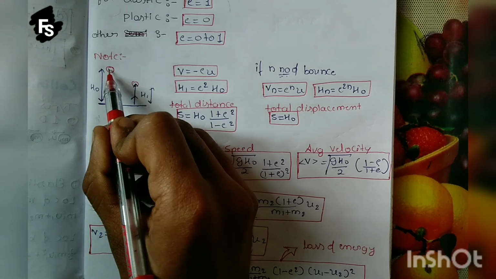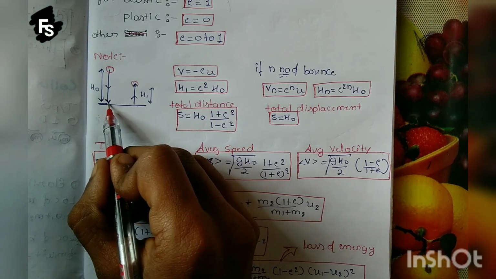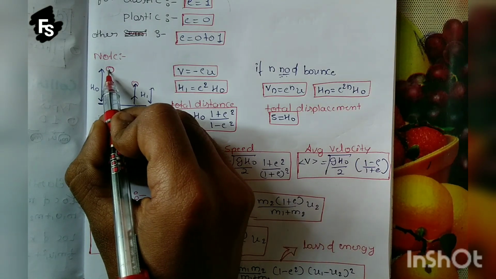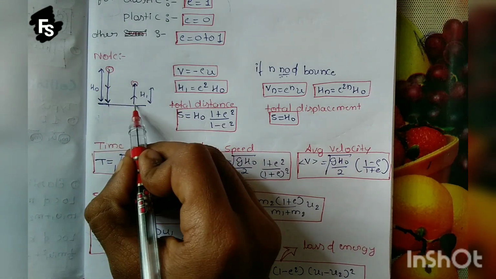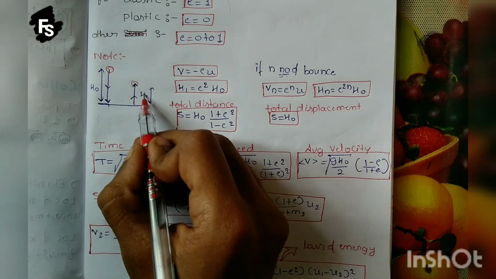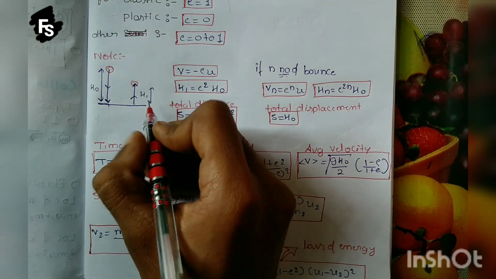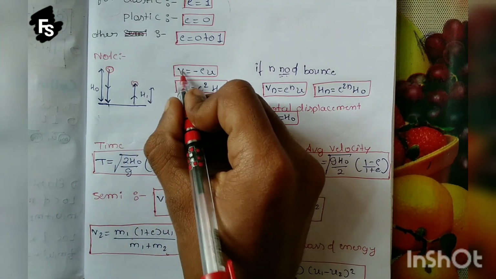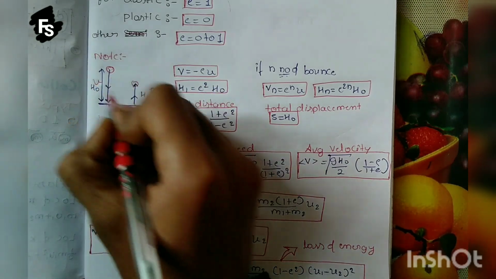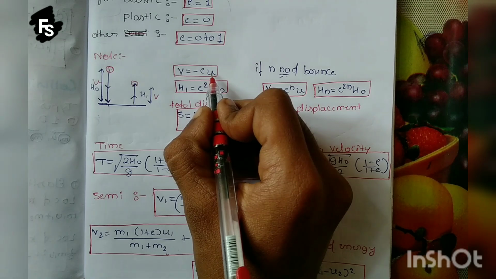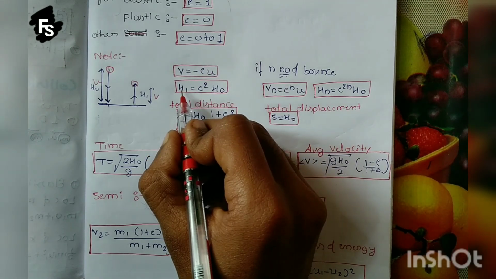If a ball is left from here, it falls to the ground and bounces back to height h1. It is left from height h0, and after bouncing it reaches h1. What is the velocity after bouncing? Here u is initial and v is final. v equals minus e into u. Remember this formula, this is very important.